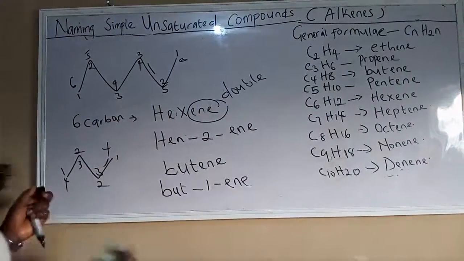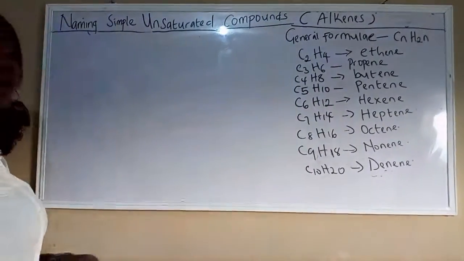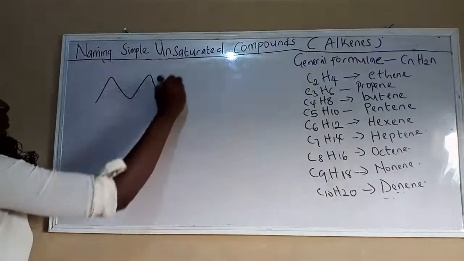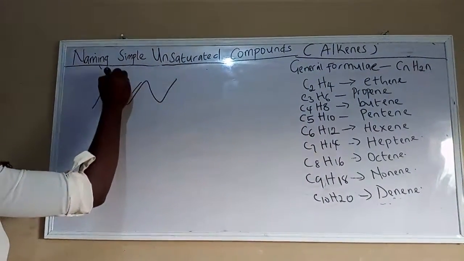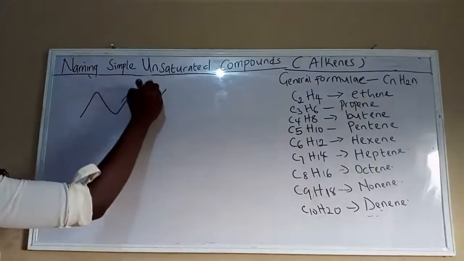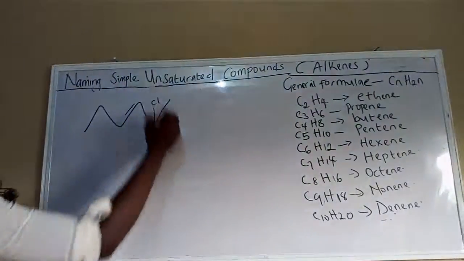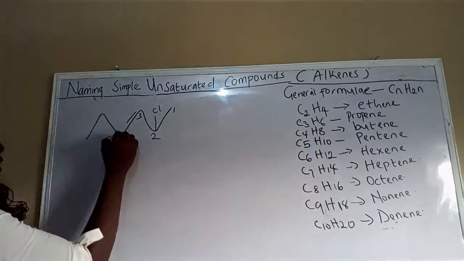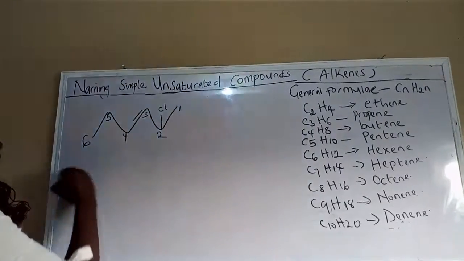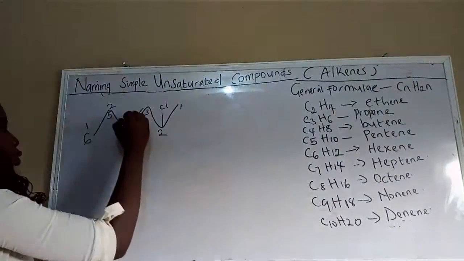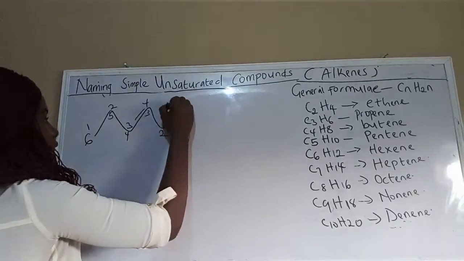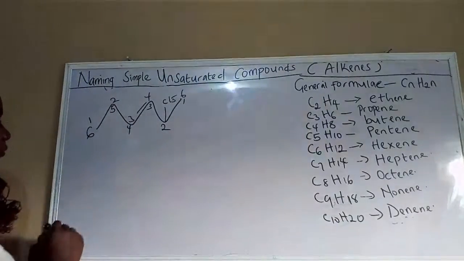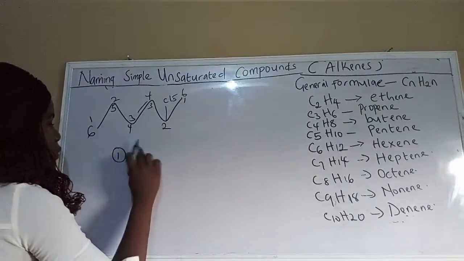When you have constituents, you also take that into consideration. When you count like this, 1, 2, 3, 4, 5, 6. You count otherwise, 1, 2, 3, 4, 5, 6. What you first consider is the nearest to the double bond first. Nearest to the double bond, you take that first.